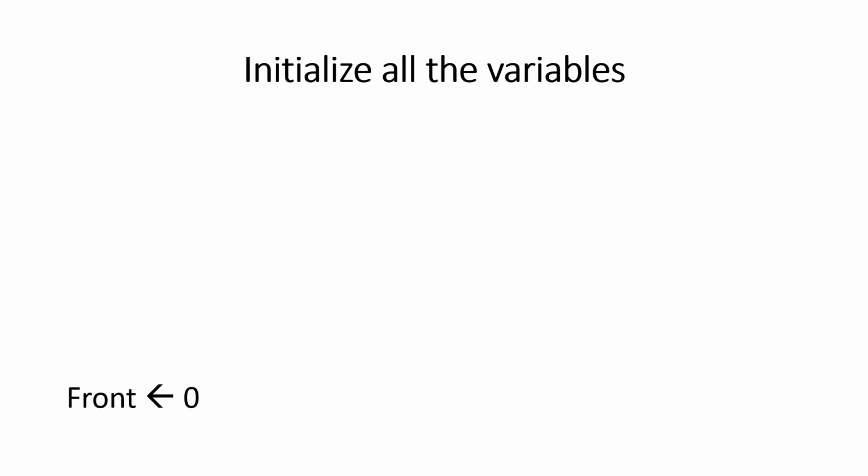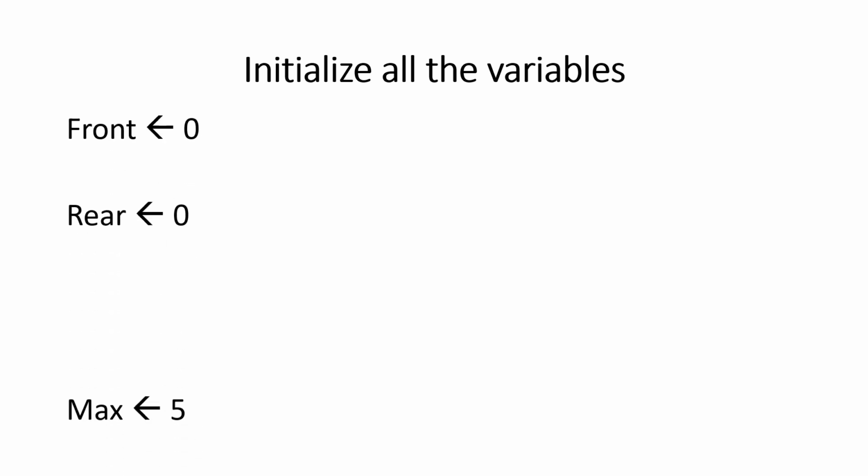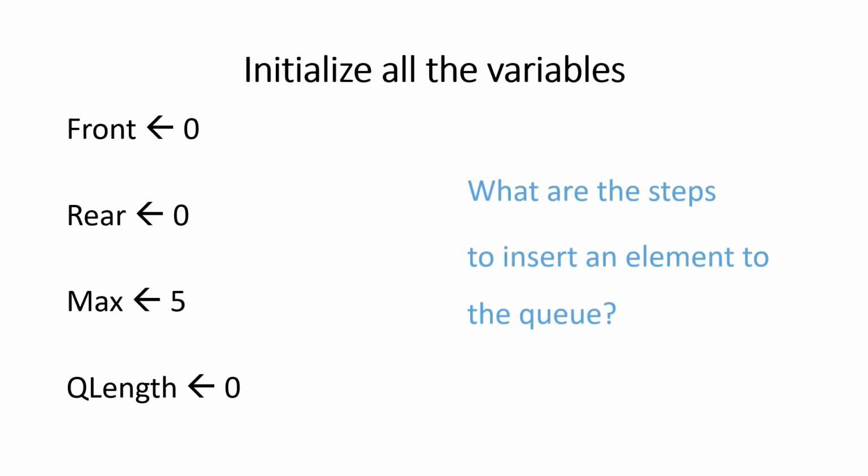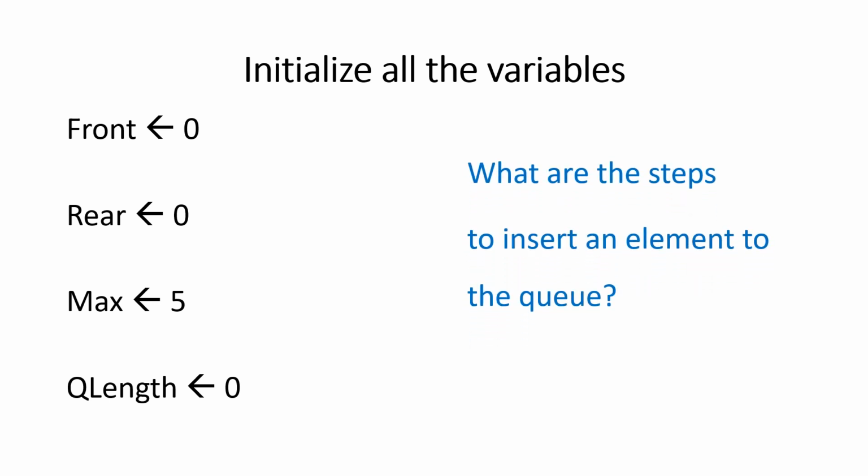So next pseudocode statements are to initialize the values to the variables. Front, rear and queue length are 0 and max size is 5. All the variables are declared and initialized. Now let's see how to perform enqueue operation. Before going ahead with the next steps of pseudocode, we should understand some cases when we can perform enqueue and when we cannot perform enqueue.